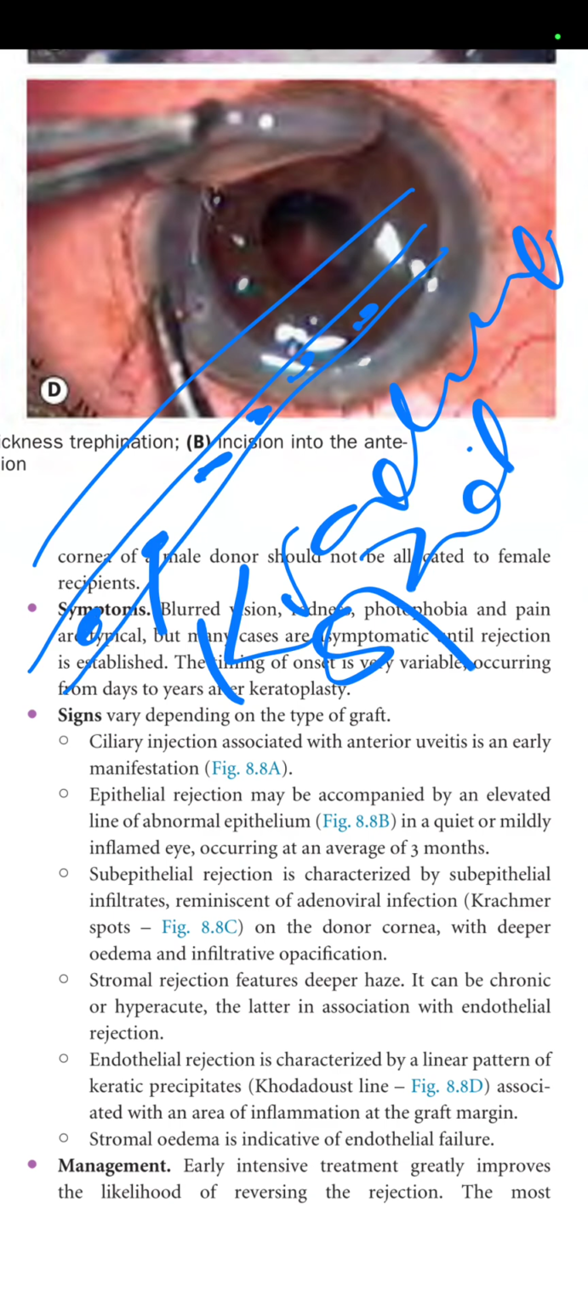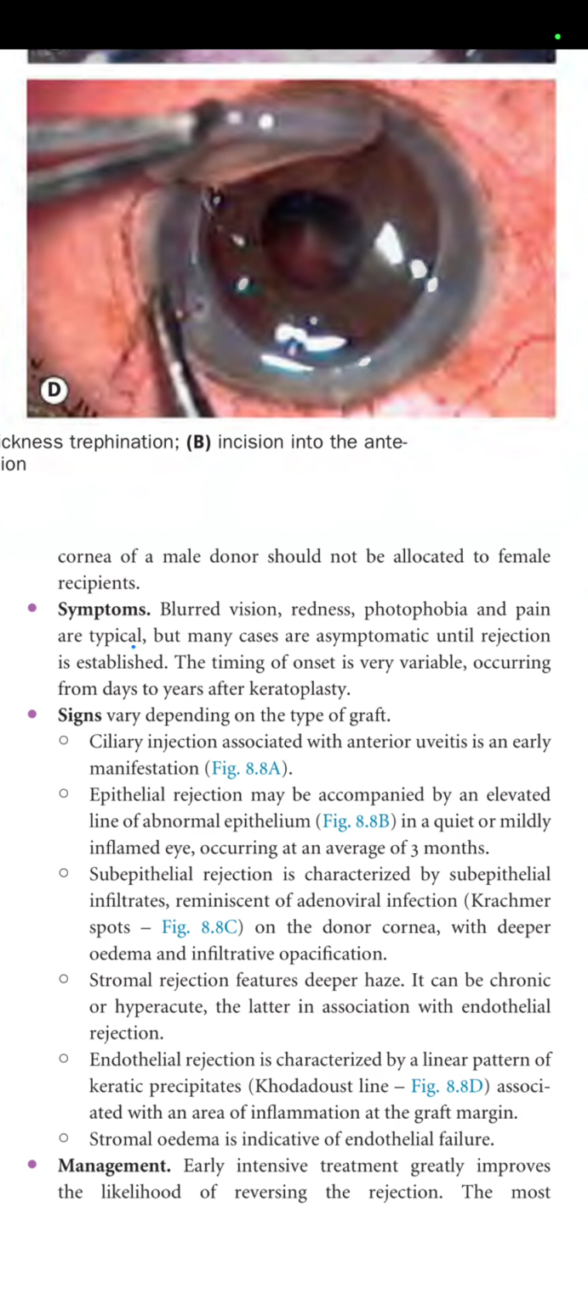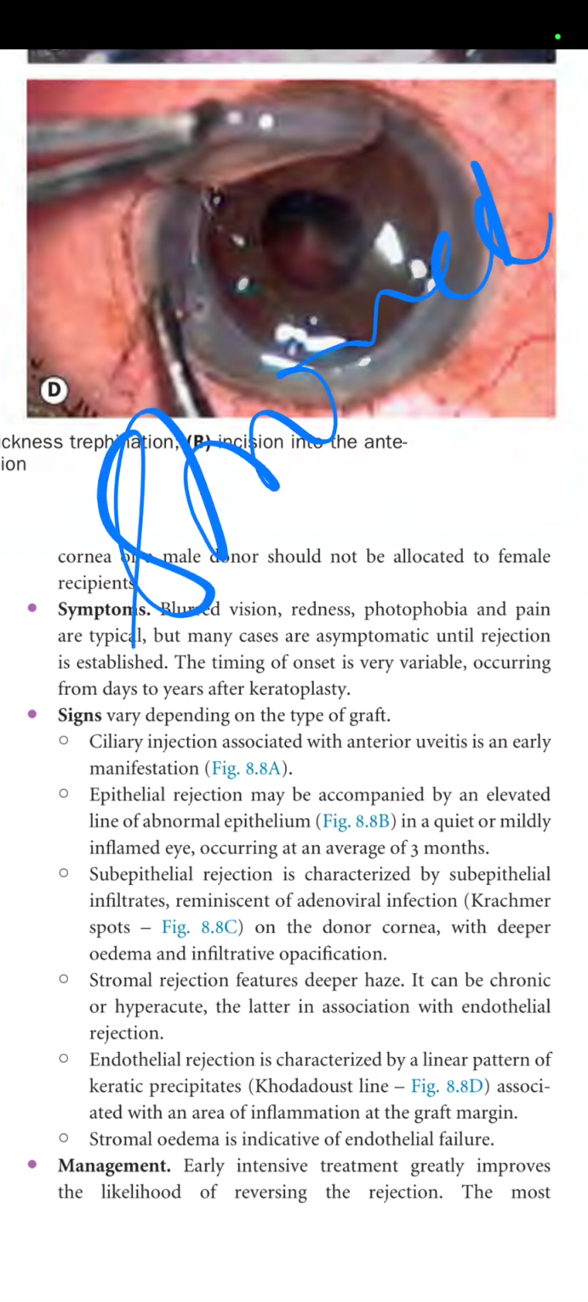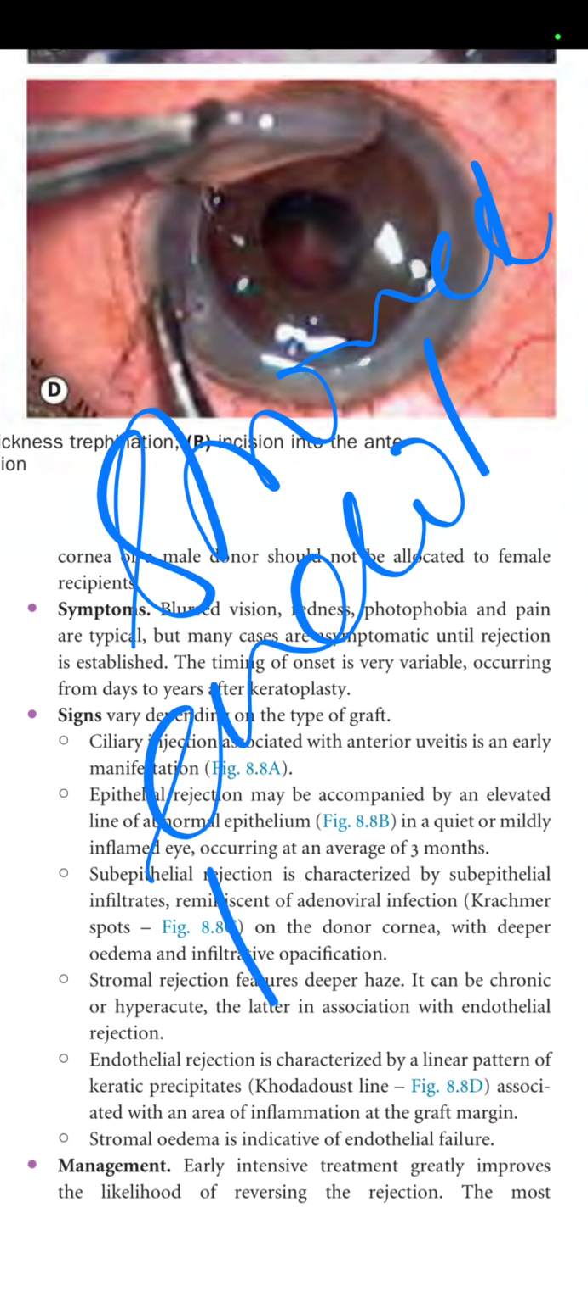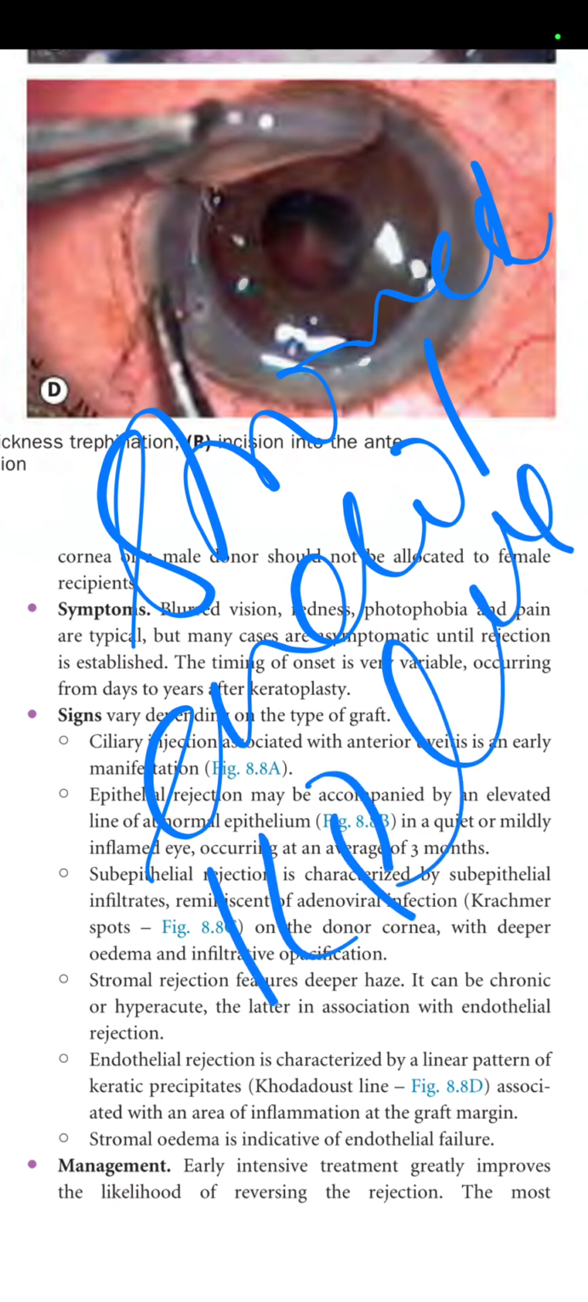It can be chronic or hyperacute, the latter in association with endothelial rejection. Endothelial rejection is characterized by the linear pattern of the KPs, keratic precipitates, Khodadoust line, associated with an increased area of inflammation at the graft margin. Stromal edema is indicative of endothelial failure. So whenever there is a stromal edema, you can see that there is going to be some endothelial rejection. So endothelial rejection is basically, you will see the KP lines, that is called the Khodadoust lines.